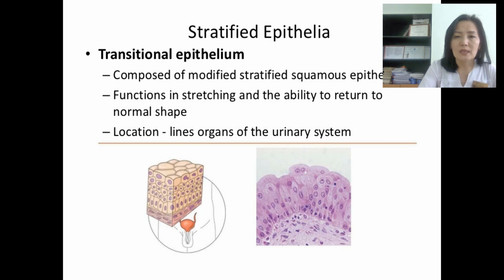Also, stratified epithelium can be transitional epithelium. Transitional epithelium lines organs of the urinary system. Example, this one is the urinary bladder, epithelium of the urinary bladder. The second name of this epithelium is urothelium, because the urinary system is lined only by this epithelium. Of course, it is composed of modified stratified squamous epithelium. And the characteristic of this type of epithelium is the ability to stretch and to return to the normal shape.